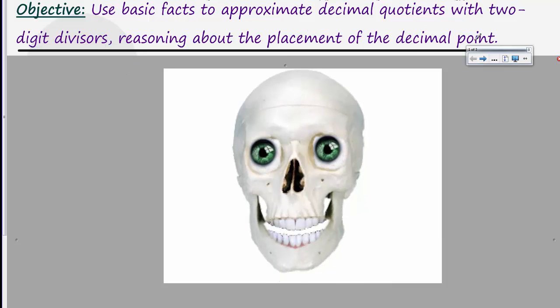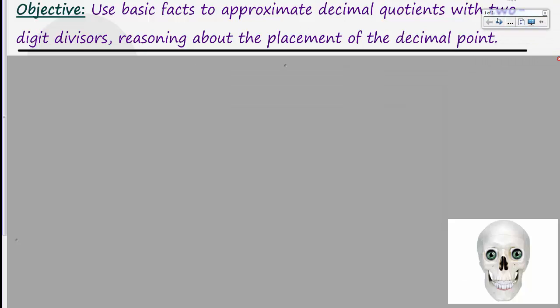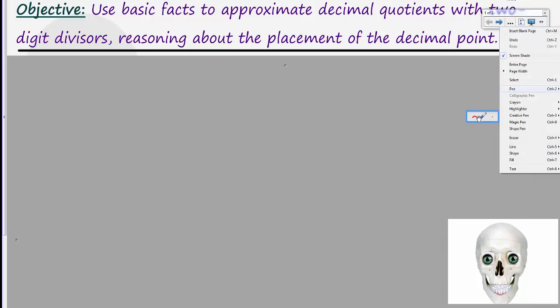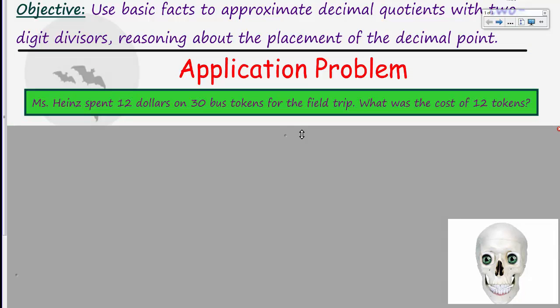So this is our objective. This is our purpose. I meant purpose. You didn't hear that. So let's go ahead and get started. All right, so he's red. Whoa, I'm liking that.